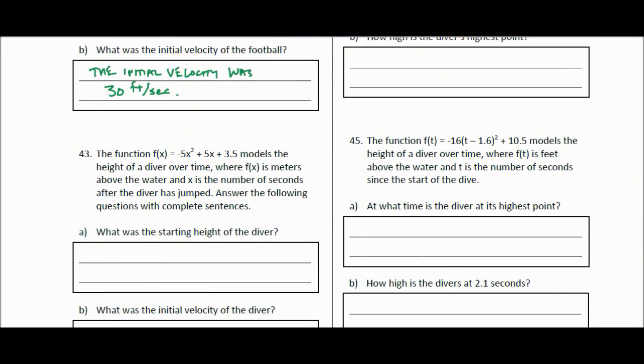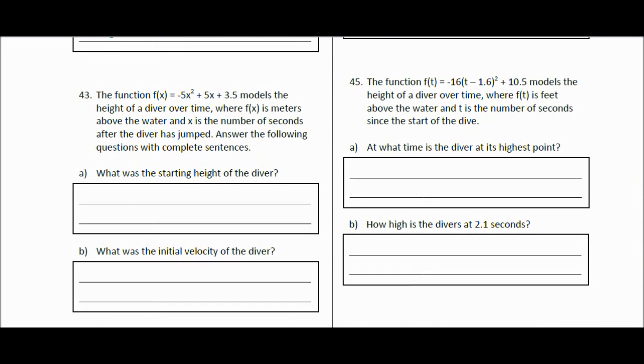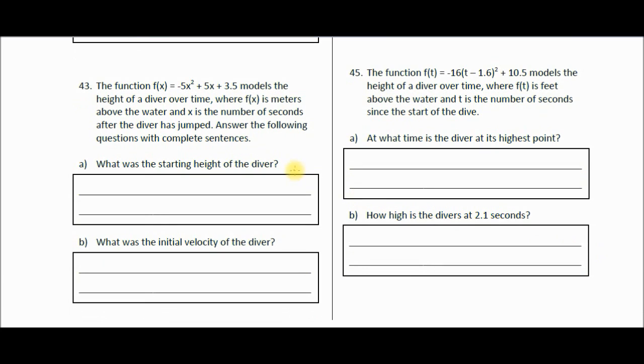Question number 43. Well, this question looks exactly the same. Not much of a challenge. The function f of x equals negative 5x squared plus 5x plus 3.5, and that models the height of a diver over time. So height over time, where f of x is meters above the water, x is the number of seconds after the diver has jumped. Answer the following questions in complete sentences. What was the starting height of the diver?